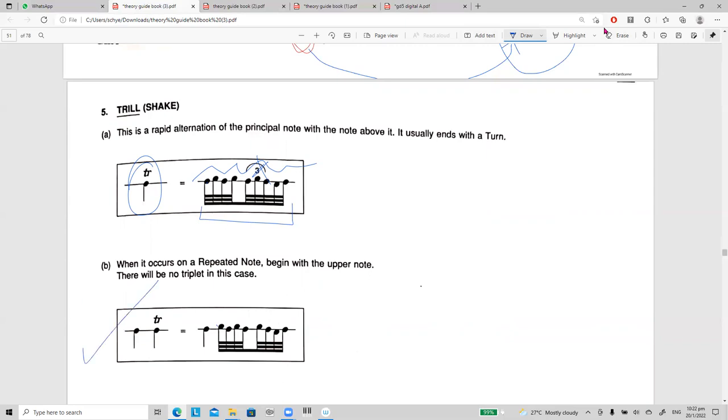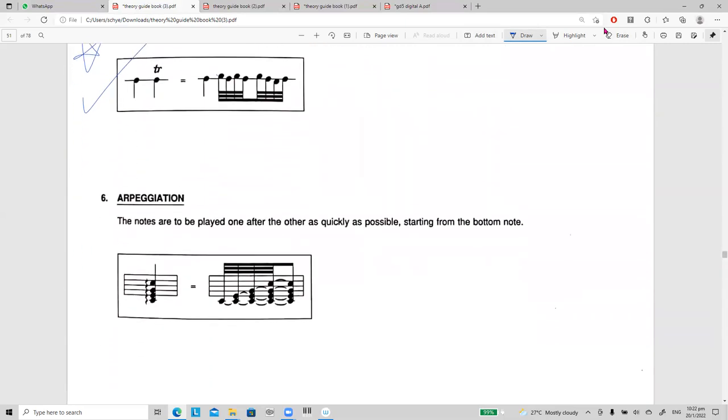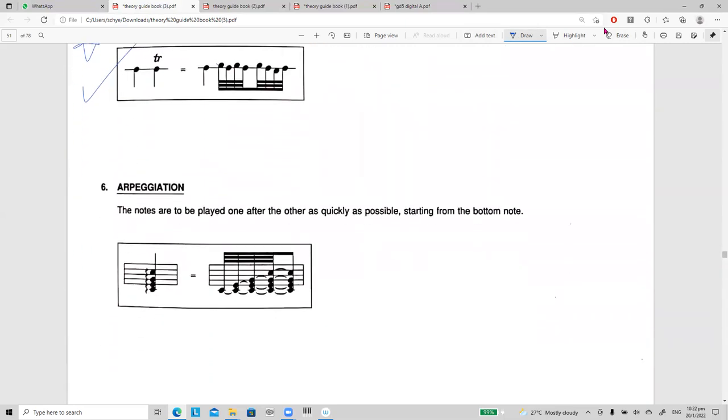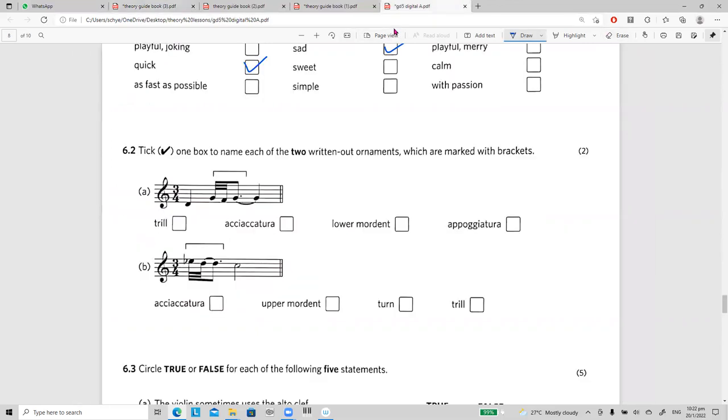This pattern is recommended. Okay, last one, arpeggiation, is four notes held together, just spread from the bottom note upwards. And all of them must be held together. So just a brief introduction about these ornaments. So you can see in brackets, three notes. Under this bracket, there are three notes, okay? So this one is not counted, you only have three notes.